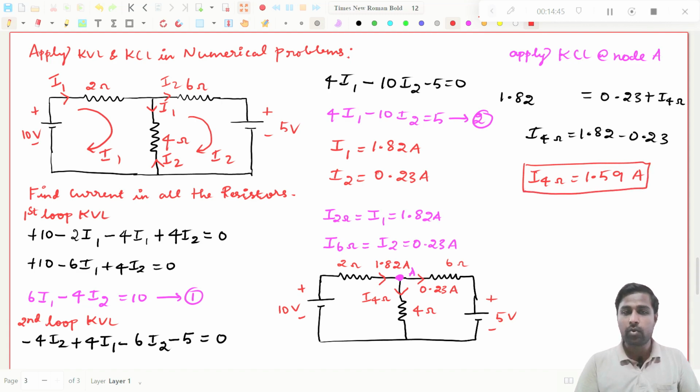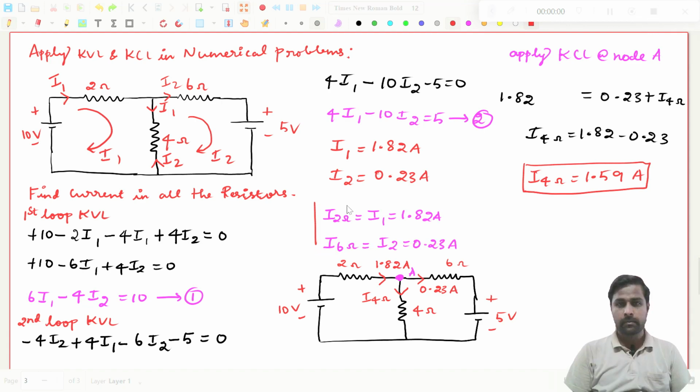So we have found all the values now. All the values were found, right? I through 2 ohms, I through 6 ohms, and I through 4 ohms. So that is what is asked in question 2, right? You need to find the current in all the resistors.